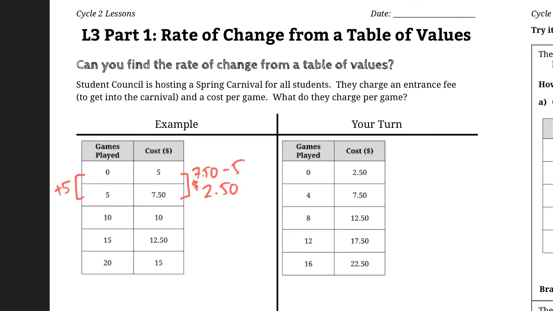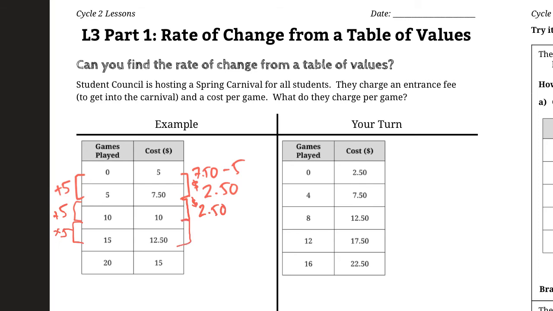to the original $5, right? So we can look at that and see if there's a pattern that's formed. So let's do another 5 games. If we add another 5 games, how much more does it cost? Well, you can see here, you can subtract again. We can do 10 minus 7.5, or we can just see it goes up again by $2.50. And what happens when we increase it by another 5 games?